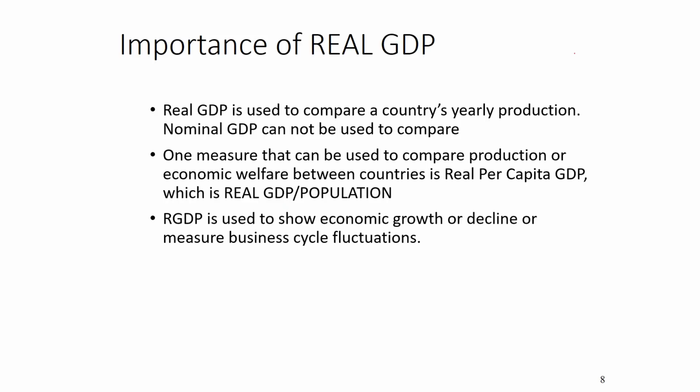GDP is used to show economic growth or decline, or to measure business cycle fluctuations. If the question is what is economic growth, it is actually just the increase in real GDP. So again, real GDP is the main measure to estimate economic growth, to find out the state of the business cycle fluctuations, to find out the per capita income. And this is where real GDP per capita is more important.